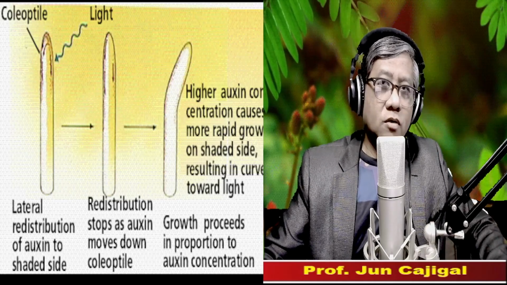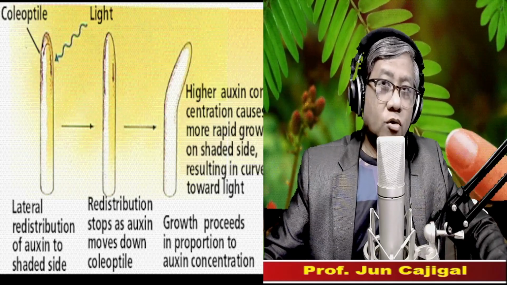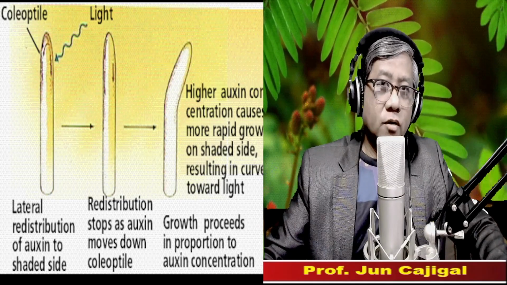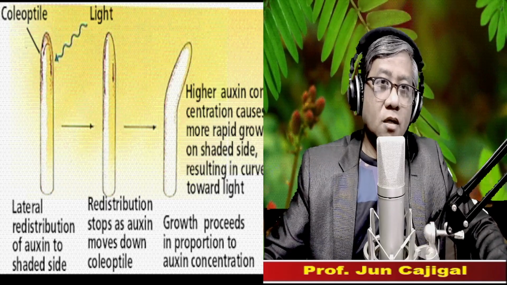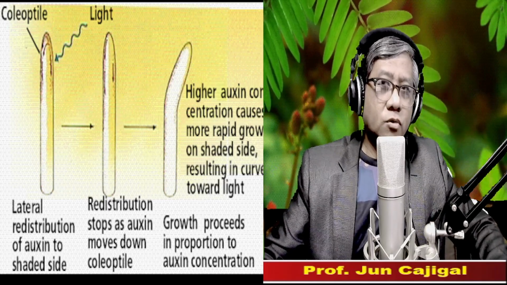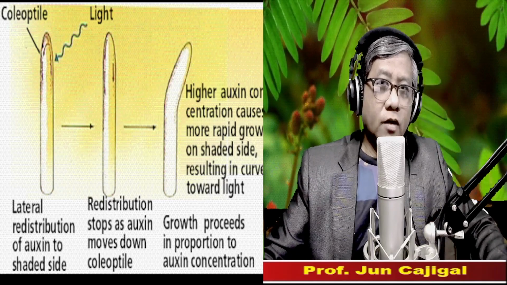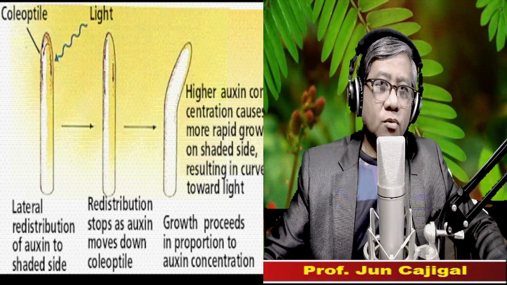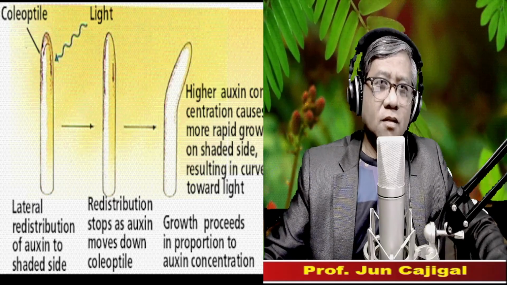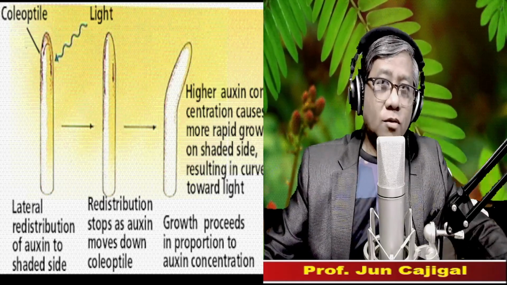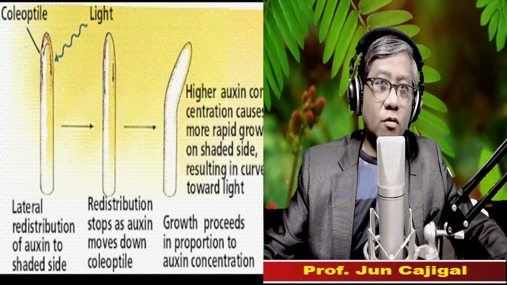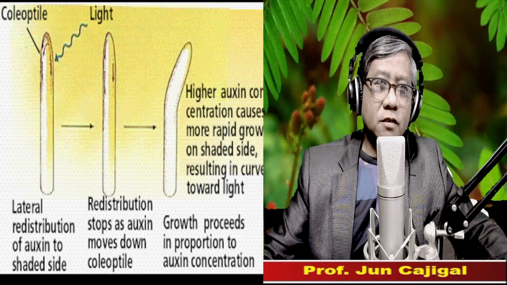The higher auxin concentration on the shaded part of the plant causes more rapid growth on the shaded side, and this will result in the curving of the plant shoot towards the light. So isn't that fascinating indeed? Now one good example of a plant that is very obvious for phototropism is the sunflower.